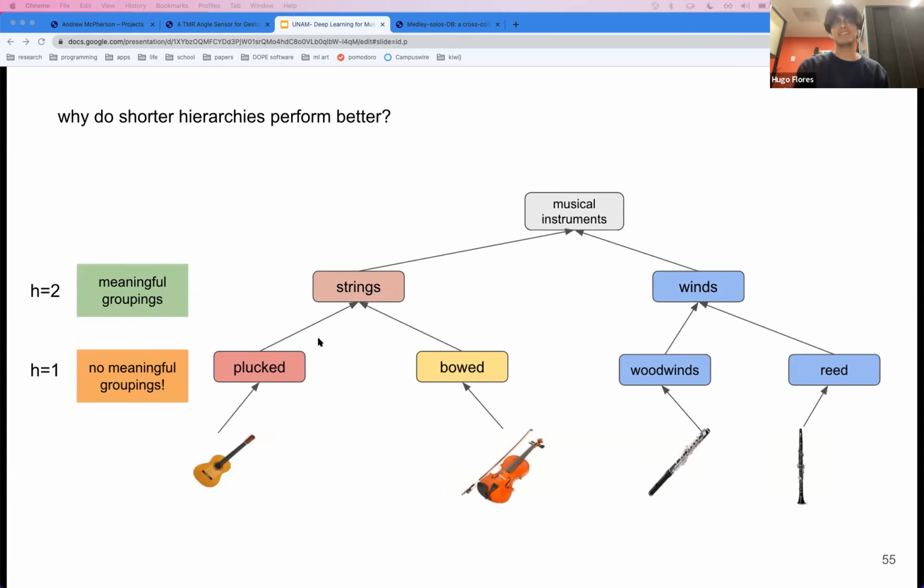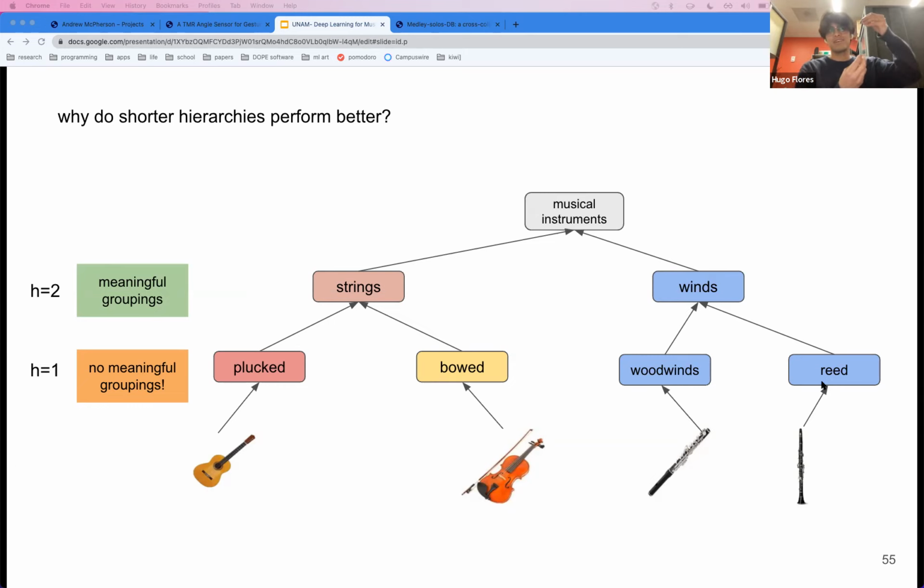And the problem here is that at this really specific level, where you have plucked, bowed, woodwinds, and reed, there's no meaningful groupings. There's nothing to put together. You're going to grab all the examples for the guitar and then nothing next to it. So all the plucked instrument prototypes are going to be equal to the guitar prototypes. So there's no meaningful grouping in that level, which means that we don't have anything to learn there.